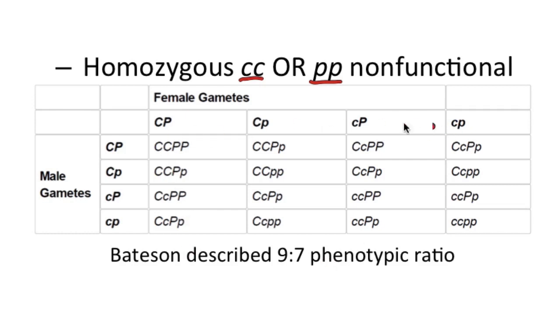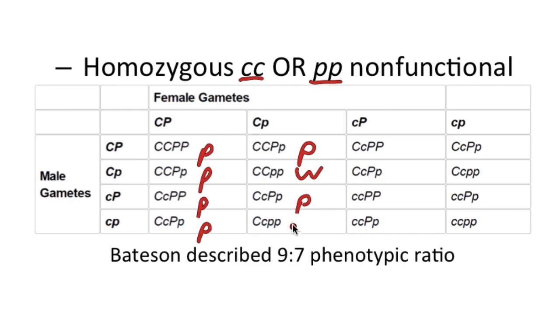So here's all the possible things you can do. Let's go through each of them and label whether the peas would be pink or white. So this one would be pink, pink, pink, pink, pink. This one has 2 little c's. So that stops the process right here. It would get from precursor to step 1, but you never get the anthocyanin. So this would be white.